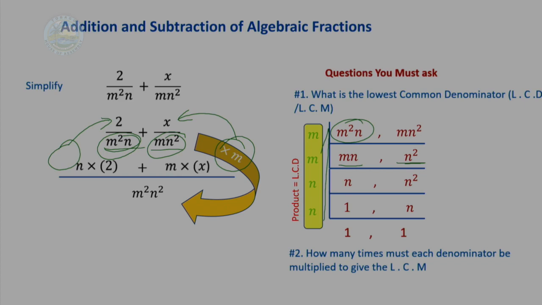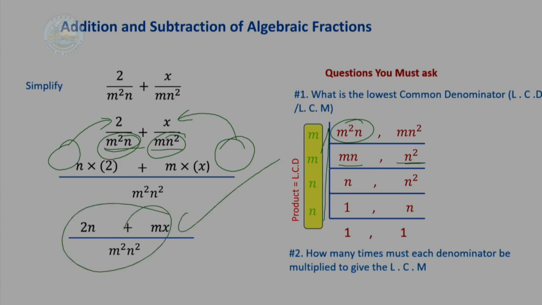Let's simplify it. So it's going to be n times 2 is going to give me 2n, and m times x is mx. So I have 2n plus mx all upon my common denominator, which is m squared n squared. Utilizing addition and subtraction or multiplication and division of algebraic terms, this cannot be further simplified. So that is our final answer, and we are done.